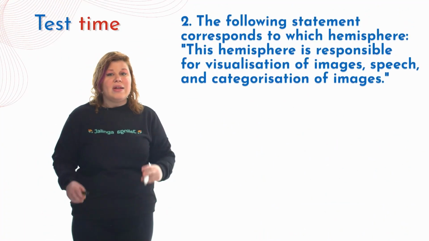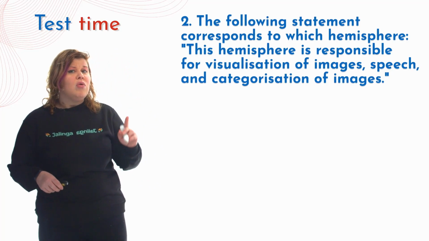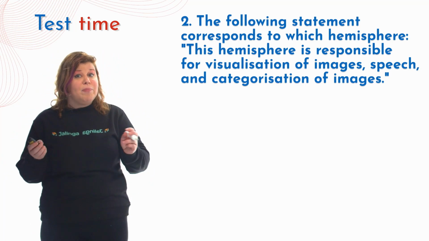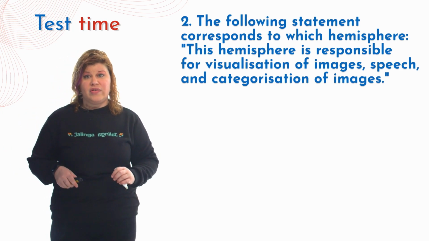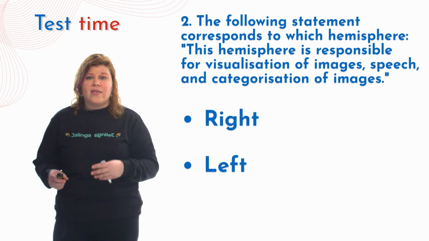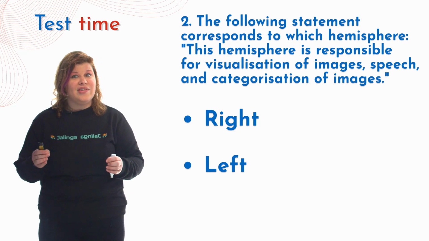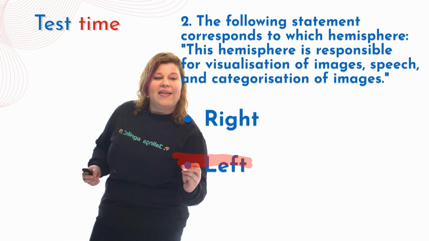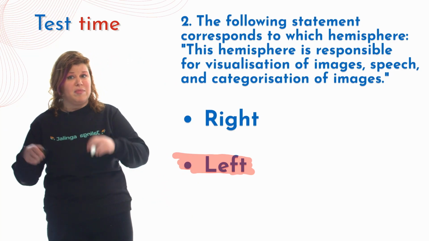Next question is about the lateralization of functions between the left and the right hemispheres. So which hemisphere is this about? It's responsible for the visualization of simple images, for speech, and the categorization of images. Remember, there's one side that's more responsible for logic and language. That would be the left hemisphere. Easy way to remember it, L for left, L for logic, L for language and semantic memory.